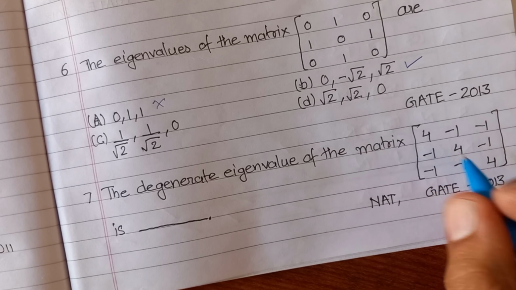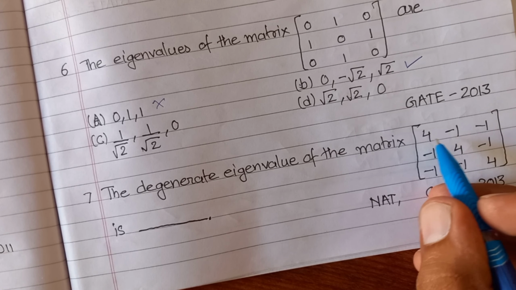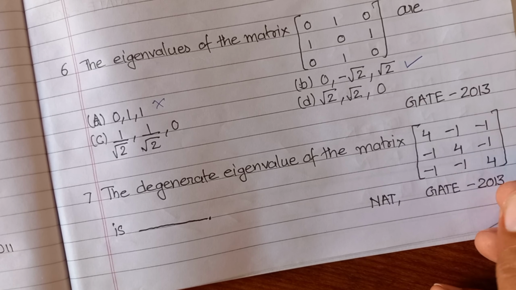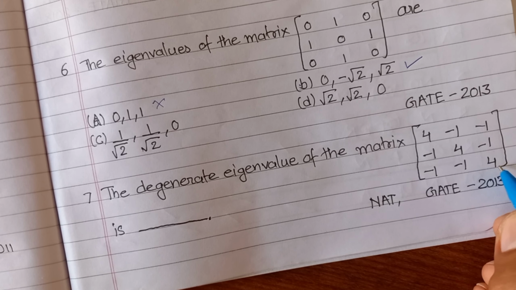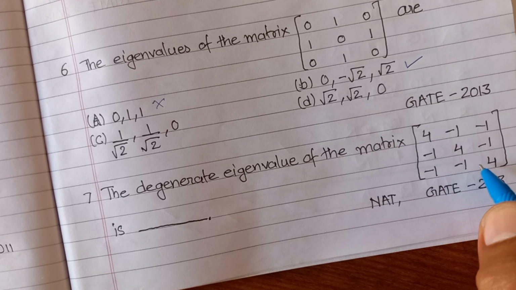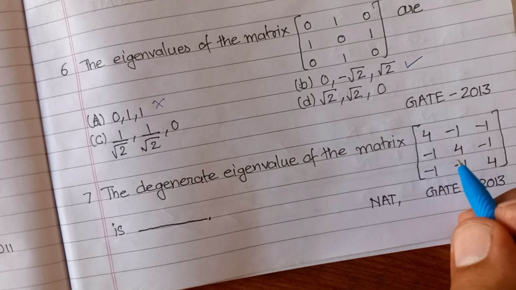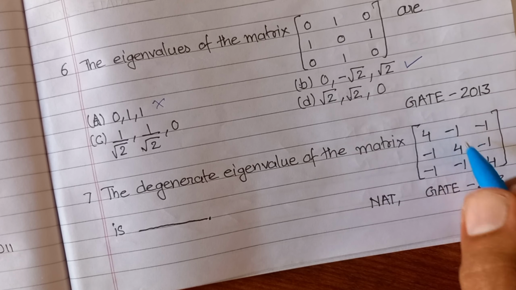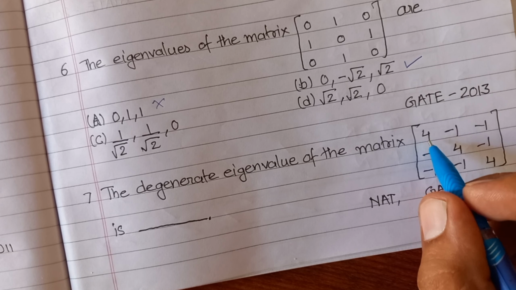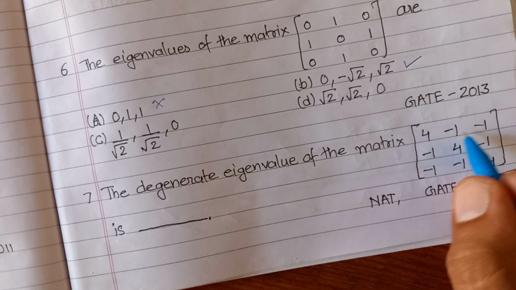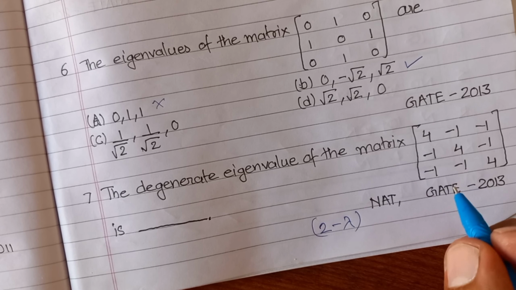So if we try to calculate the eigenvalues, we can write the characteristic equation: a minus lambda is equal to 0, and then you have 4 minus lambda, 4 minus lambda, 4 minus lambda. Then you can use matrix operations. You can add row 2 and row 3, and this will become 2 minus lambda, 2 minus lambda, 2 minus lambda. So you can take out 2 minus lambda, so one of the factors is 2 minus lambda.